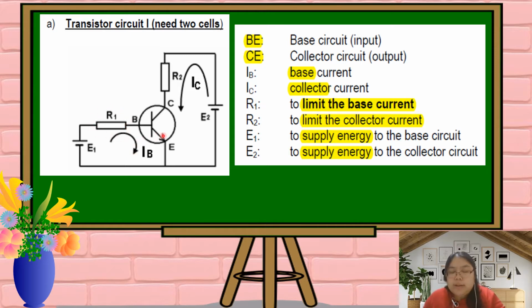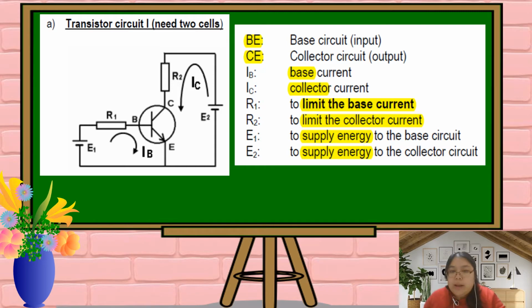The question will always ask, what is the function of R1? Your answer should be to limit the base current. Remember to limit the base current. Do not let too much current pass through the transistor. How about R2? R2 is the same. It limits the collector current. E1 is the supply, battery 1.